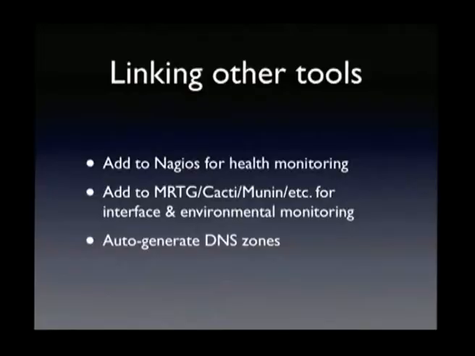You can also, of course, generate config for other tools. You can generate the config to add to Nagios, so you can go, it's a Juniper, monitor the system alarms, it's a Cisco, and so on. You add it to MRTG, Cacti, Munin, whatever, for your interface environmental monitoring, for your historical graphs. Or you could auto-generate DNS zones if, say, you don't want to do them manually for whatever reason.